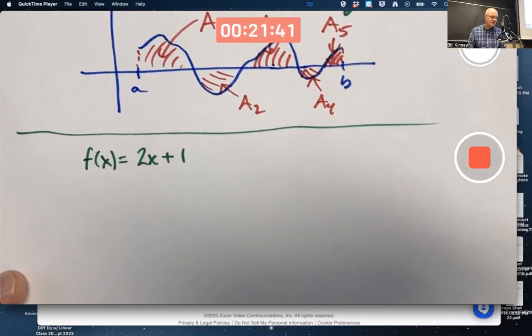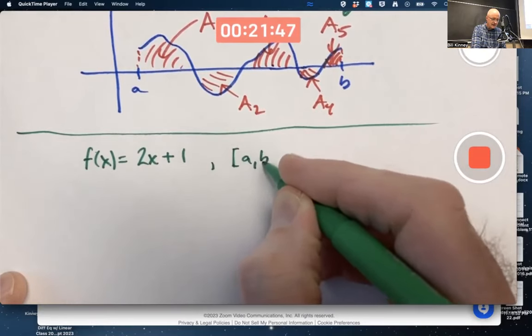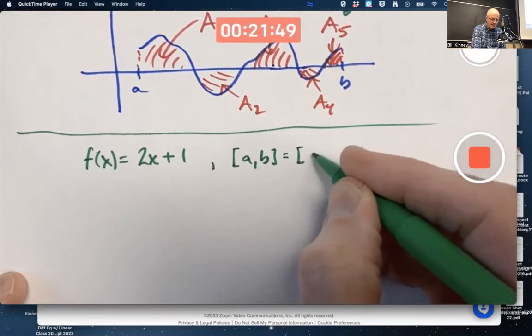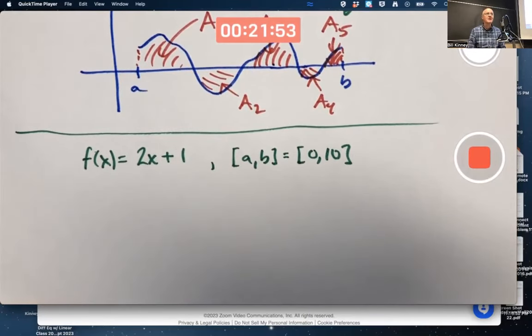Let f of x be 2x plus 1. And let's go ahead and let our interval be the same one from last week, the interval from 0 to 10. So I'm using closed interval notation there to emphasize what the interval is. I'd like to set up, say, a right-hand sum. Let's see if we can do a right-hand sum by hand.